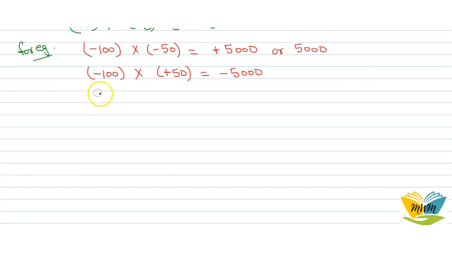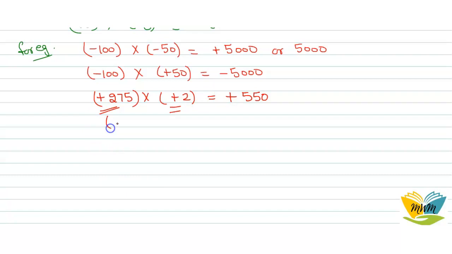Suppose I want to multiply plus 275 with plus 2. After multiplying 275 and 2, we get 550. But plus and plus, that means plus 275 and plus 2. Plus and plus means plus.